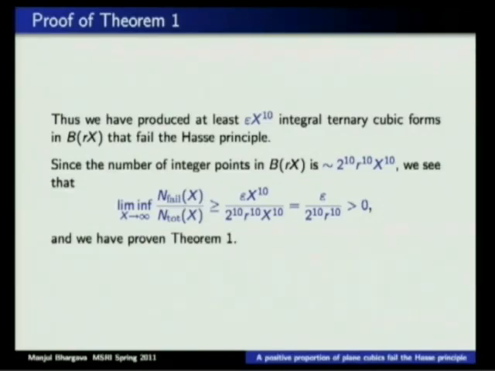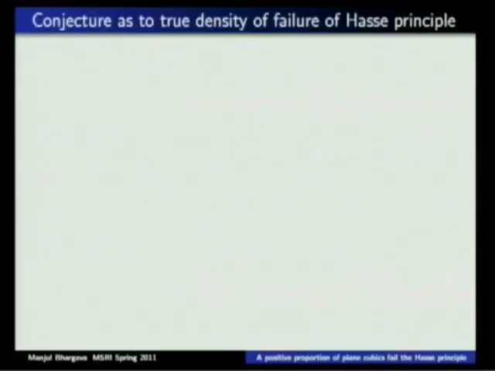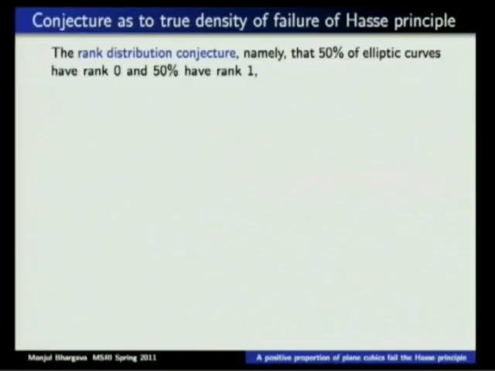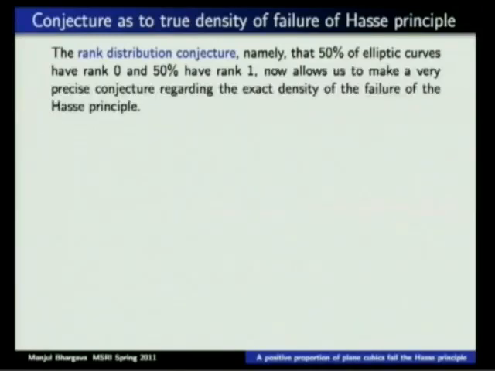Okay, so that proves that even when you're counting by coefficient height, a positive proportion of ternary cubics fail the Hasse principle. Okay, so what do we expect the true density to be of failure of the Hasse principle? So the one ingredient that you need in order to make a conjecture now is the rank distribution conjecture. It says that 50% of elliptic curves have rank 0 and 50% have rank 1 if you order them by their naive height. And if you assume that distribution conjecture, together with the techniques that I just talked about, it allows us to make a very precise conjecture regarding the exact density of the failure of the Hasse principle.